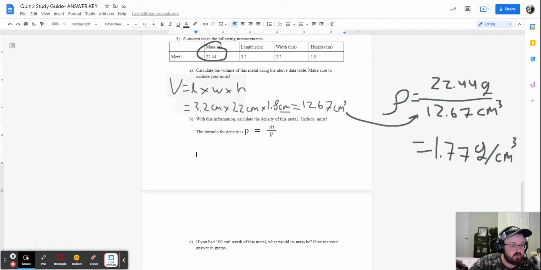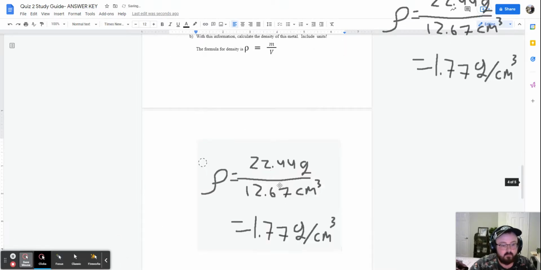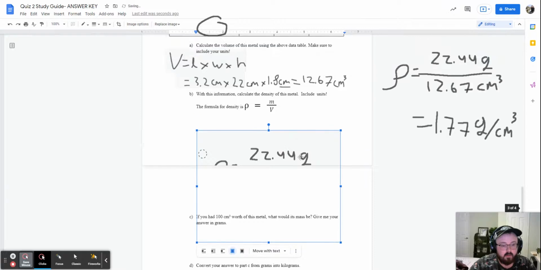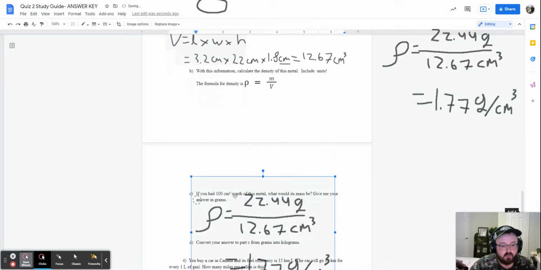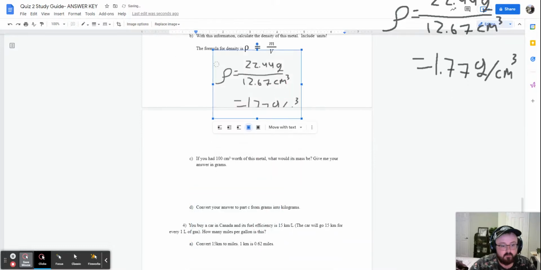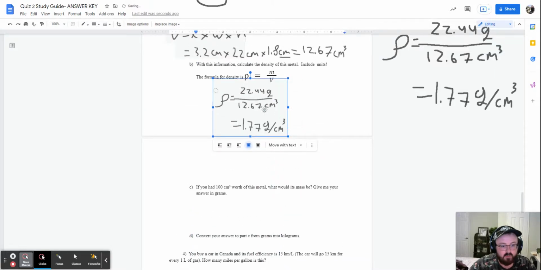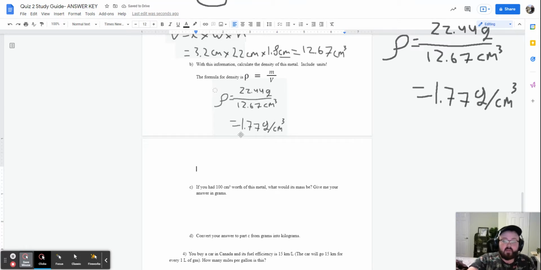So there is our units. What I'm going to do here is copy this and put this calculation in here. We're going to just put this onto the next page. Yeah, we fit it. There we go. Right, so there you go. There's your density, 1.77 grams per centimeter cubed.